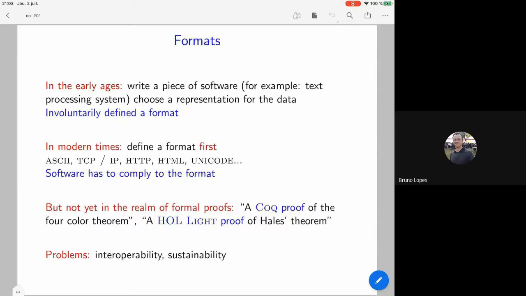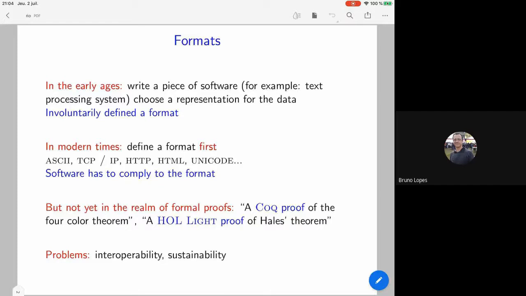So first, a group of people define a format, such as the ASCII format, where A is indeed 97. Or you have formats for data exchange, like TCP/IP or HTTP, or you have formats for structuring text, such as HTML, Unicode, and so on. And when you write a software, you have to comply to a format. It doesn't mean anything to develop, say, a web browser that would use a language that would be a slight variation of HTML, but instead of using this keyword, you would use another one, because nobody would use your browser.